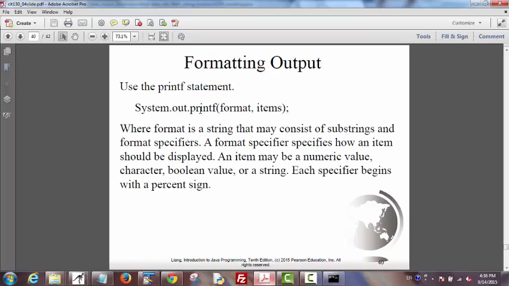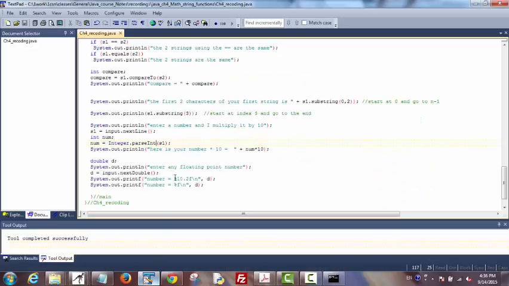Formatting output. The printf function: for some of you who may be familiar with the C language, you may remember the use of printf. The nice thing about System.out.printf is that you identify the format in which you want a number or an item to be displayed. Notice it says enter any floating point number, and then it grabs the number.